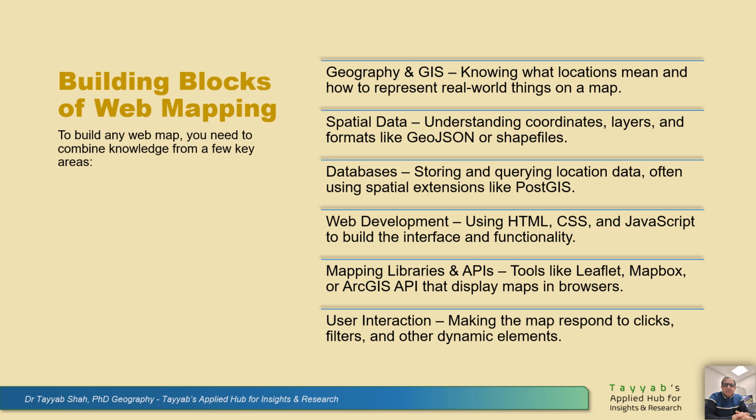Next, storing the data sets. We need databases for storing and querying location data using a special extension like PostGIS. Then web development, starting with HTML, CSS, JavaScript, to build the interface and functionality. And mapping libraries and APIs, tools like Leaflet, Mapbox, ArcGIS APIs. And the last one is user interaction, making the maps respond to clicks, filters, and other dynamic elements.